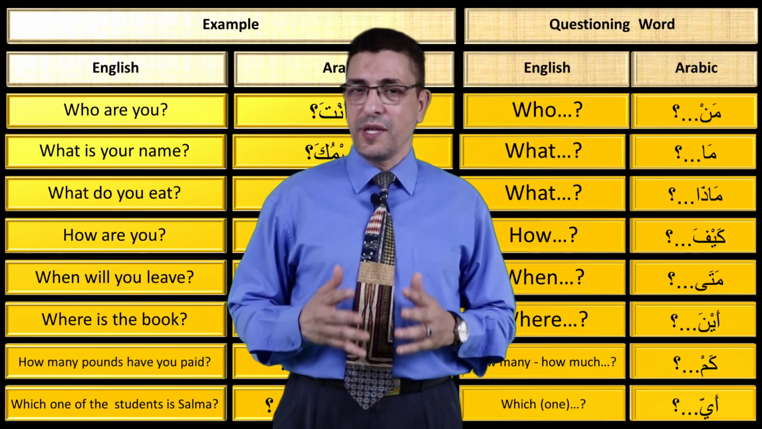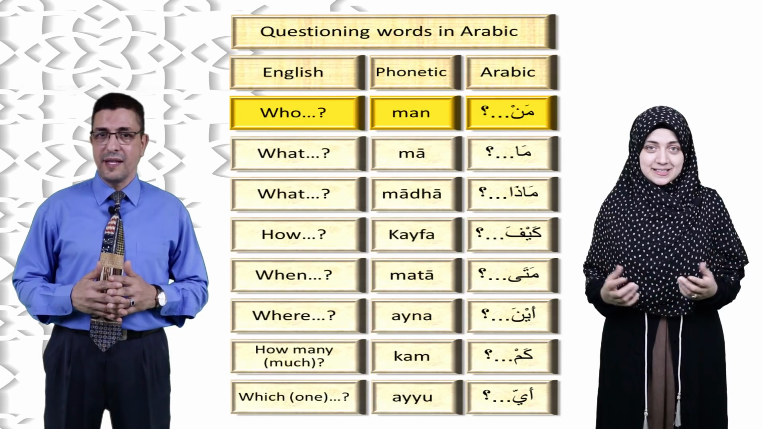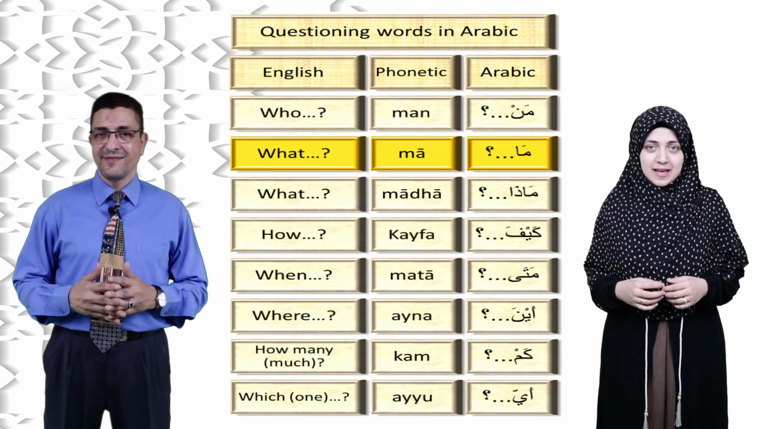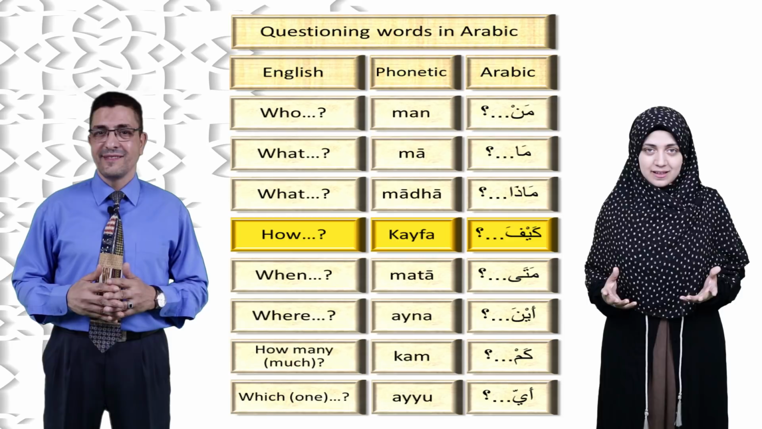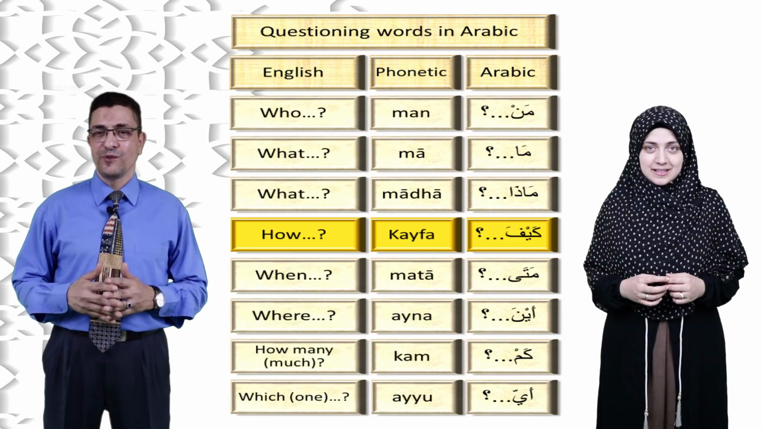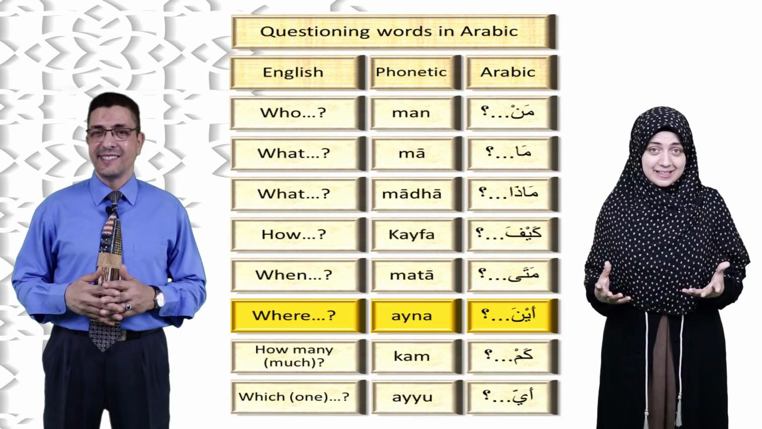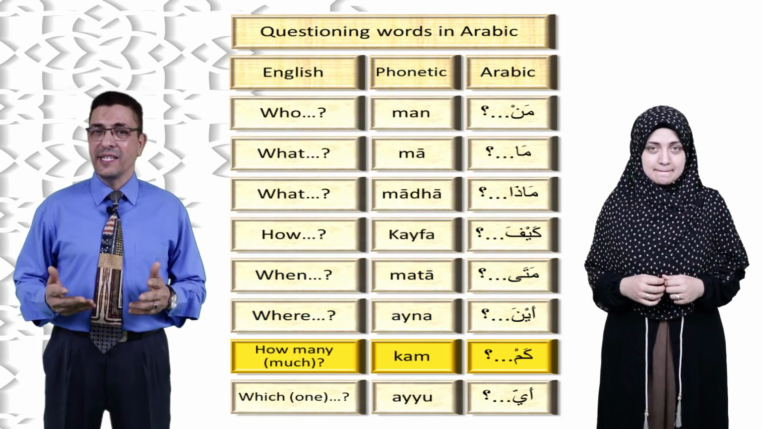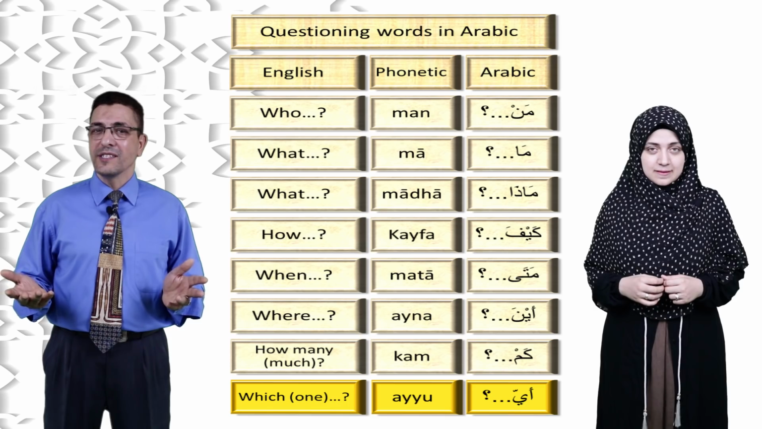Now let's listen to the same summary but without examples. من؟ Who? ما؟ What? ماذا؟ What? كيف؟ How? متى؟ When? أين؟ Where? كم؟ How many or how much? أي؟ Which or which one?